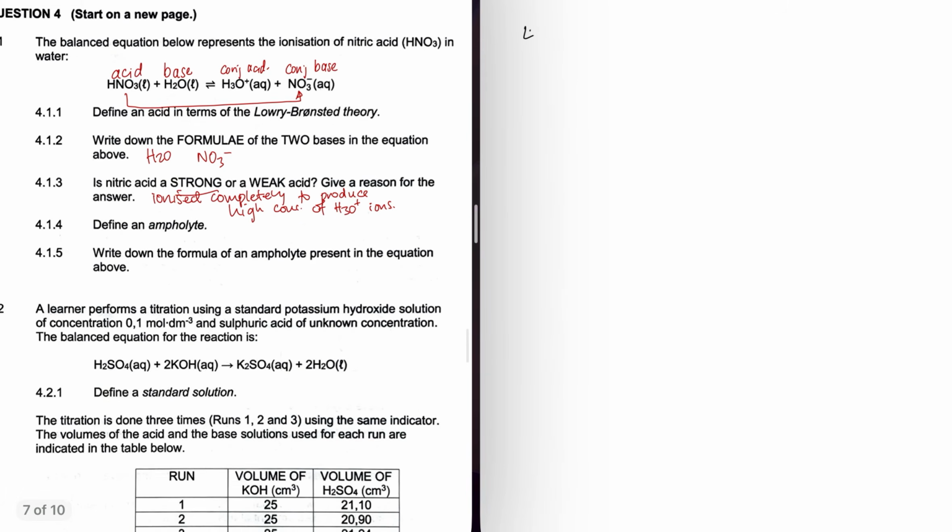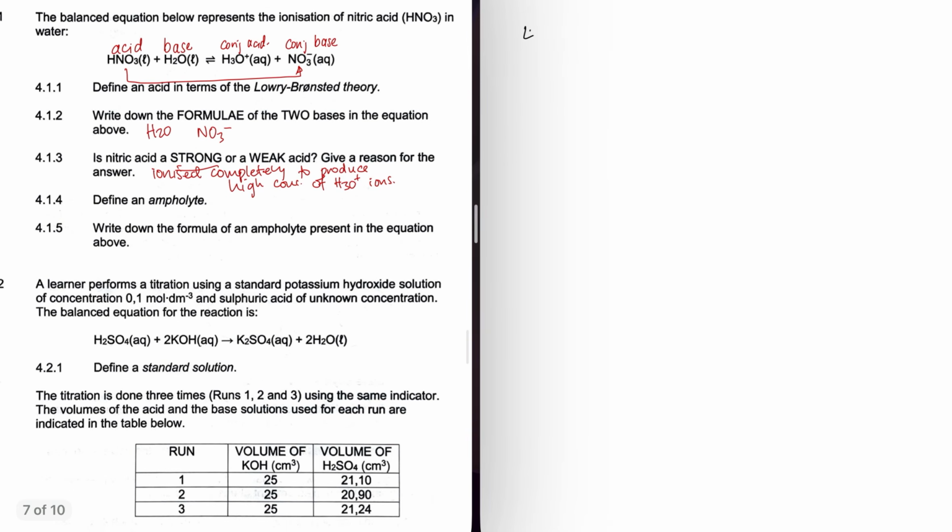Okay. Now take a look at question 4.1.5. Write down the formula of an ampholyte. An ampholyte is a substance that can act as both an acid or a base. The ampholyte is water. Water can act as an acid and water can act as a base. It can donate a proton and it can also receive a proton.